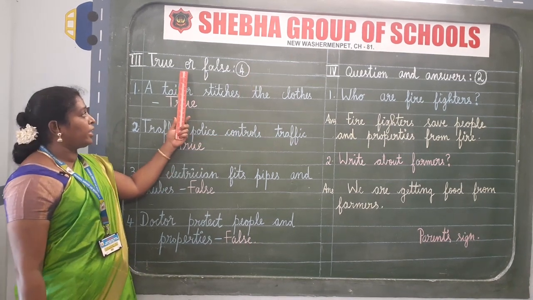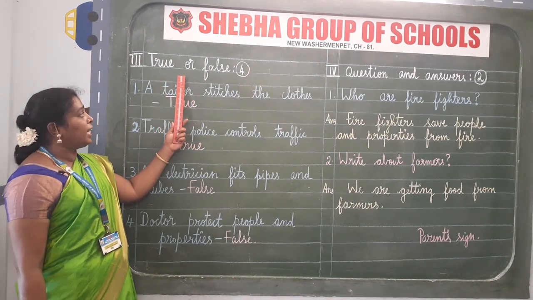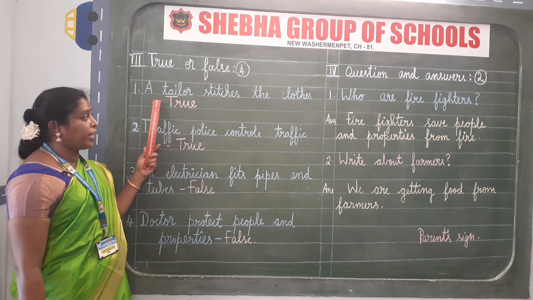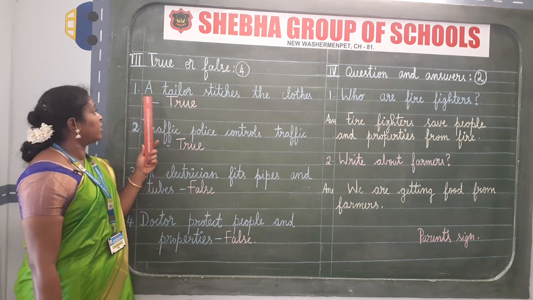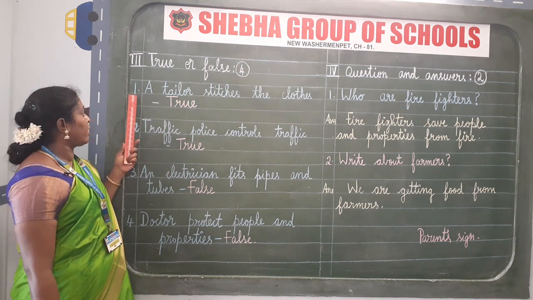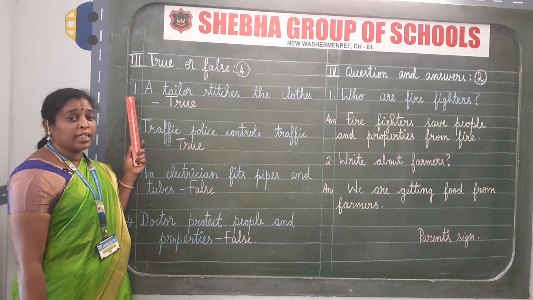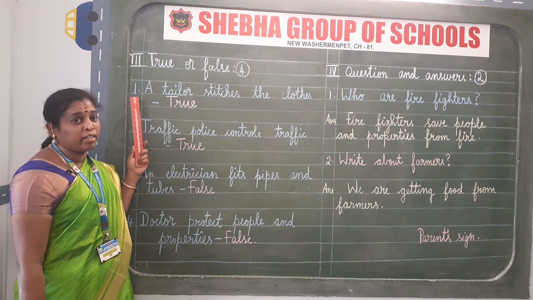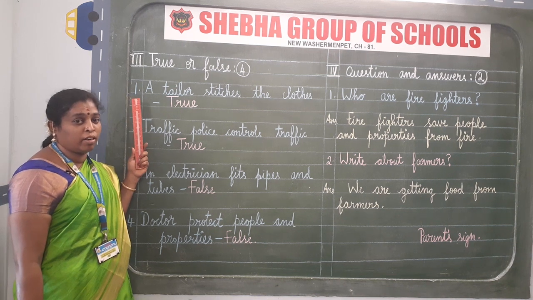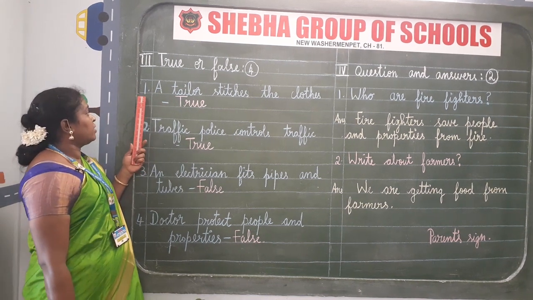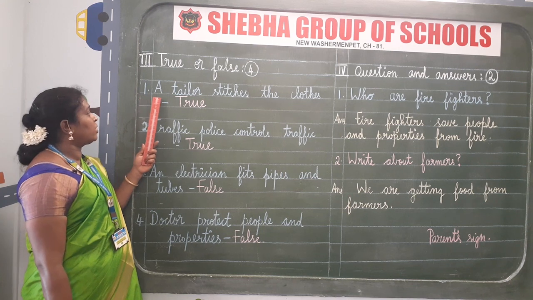After writing the heading, once again you have to leave one line and start writing. Start writing with capital letters and write the serial number inside the margin. Write with neat and good handwriting. Sharpen your pencil. Okay, children, let us start writing. The number 1 inside the margin.